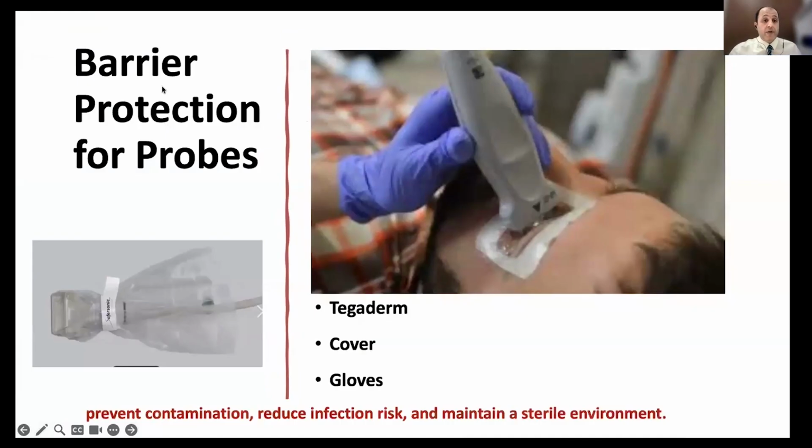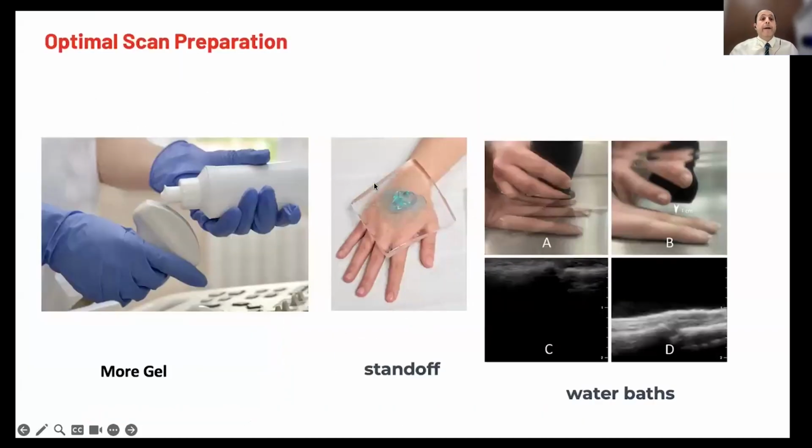If you are doing point of care ultrasound, for some cases, maybe they have a wound or post-op cases, or you are doing ultrasound over some sensitive structure like the eyes, it is better to use barrier protection for the probes like Tegaderm, a cover, or gloves, just to prevent contamination, reduce the risk of infection, and maintain a sterile environment.